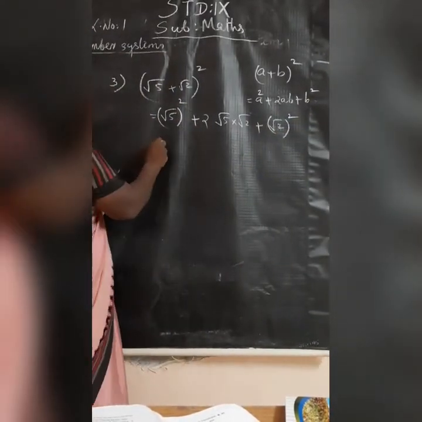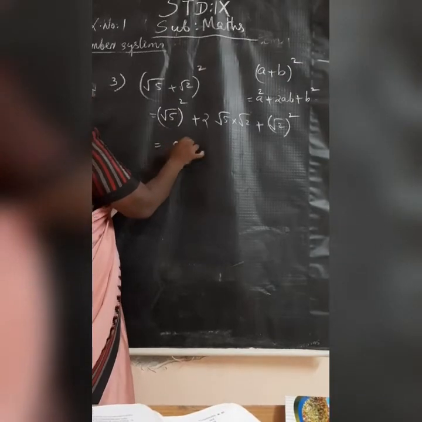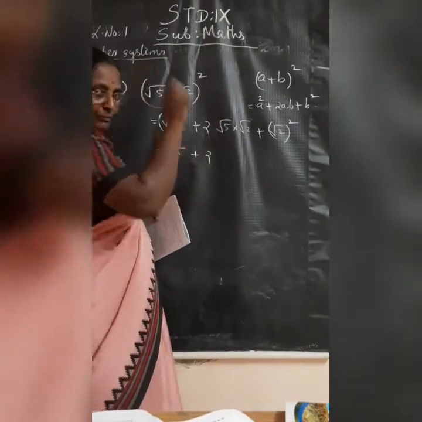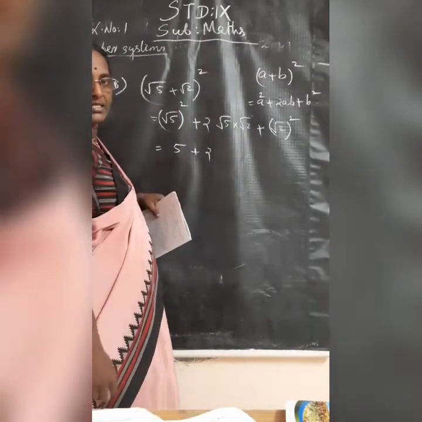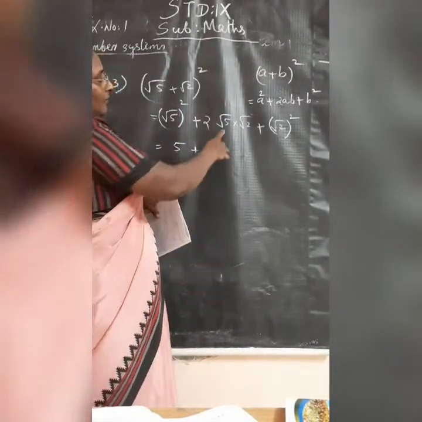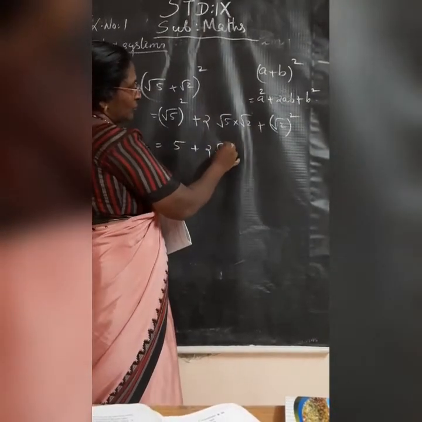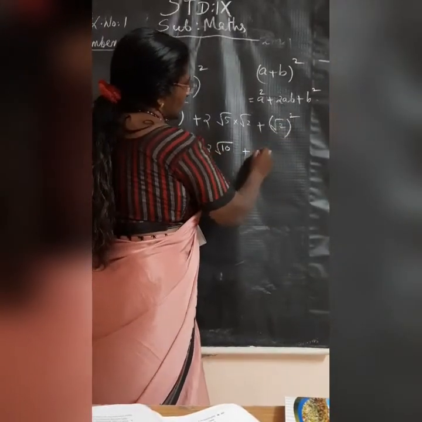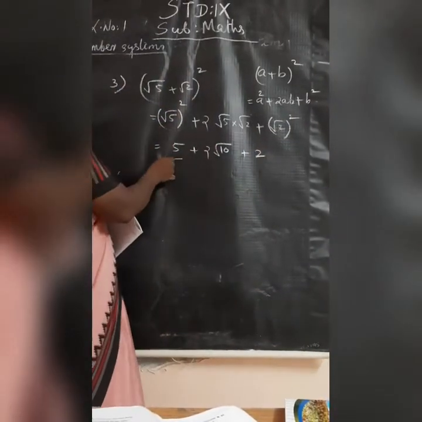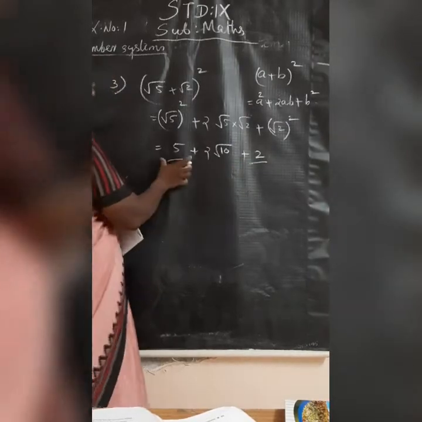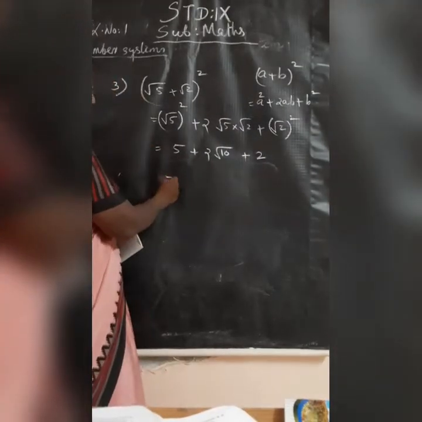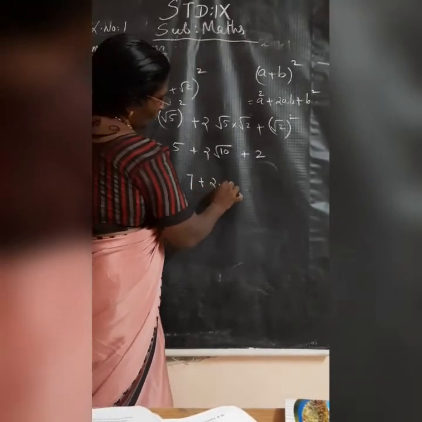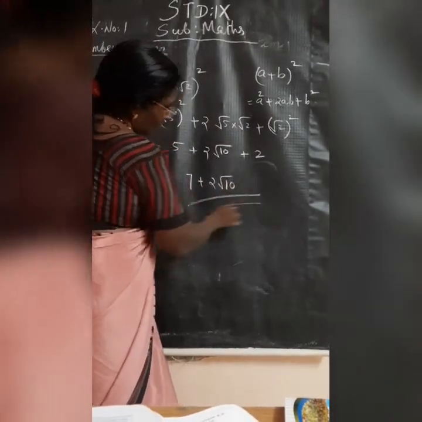Clear? So that is equal to (√5) whole square, what will come? 5. Now 2 into √5 into √2. Our previous property: √a into √b is equal to √(ab). Same way, this 5 and 2 multiply together, 5 into 2, 10 will come. Plus (√2) whole square is 2. Now this is rational and this is rational, so we can add them together. 5 plus 2, how much will come? 7. So 7 plus 2√10.